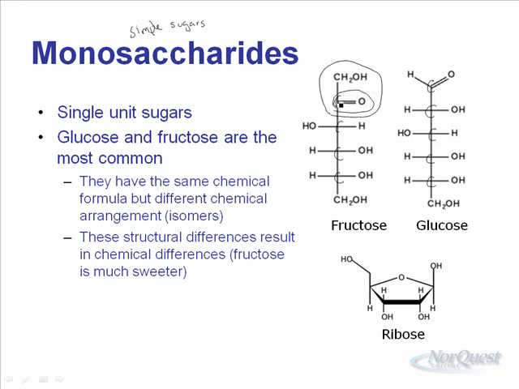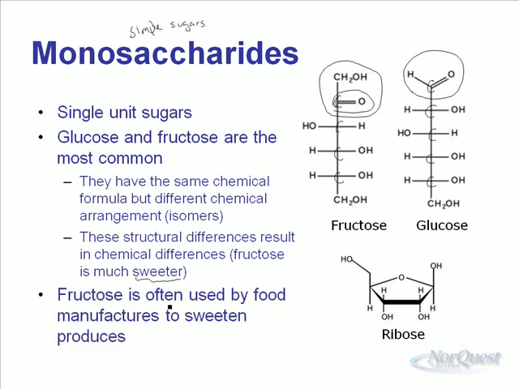In fructose, the double bond is on the second from the end. On glucose, it's on the very end, where that double bond with the oxygen happens. These structural differences actually make fructose about 1,000 times sweeter, and that's why it's the sugar that's used in pop, because you need less of it to make it taste sweet. So even though same chemical structure, shape affects its chemical properties.